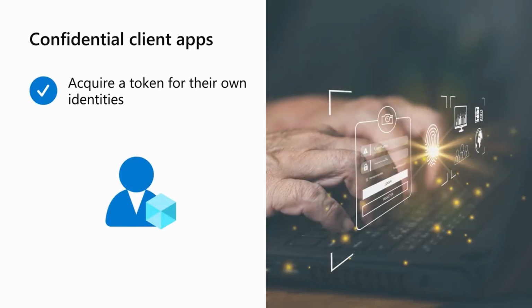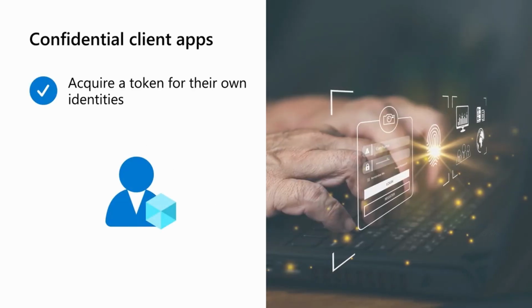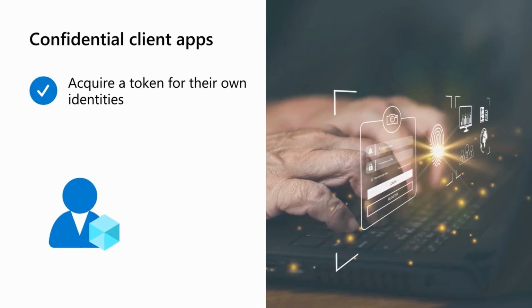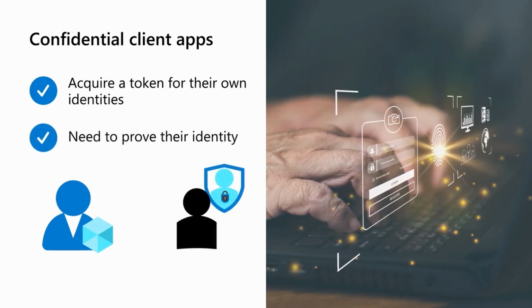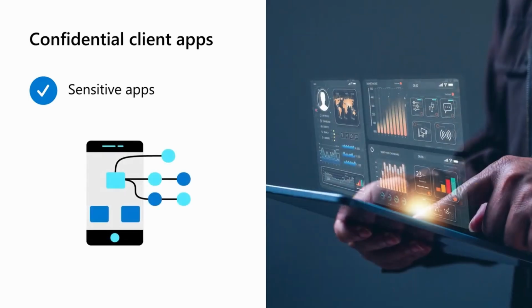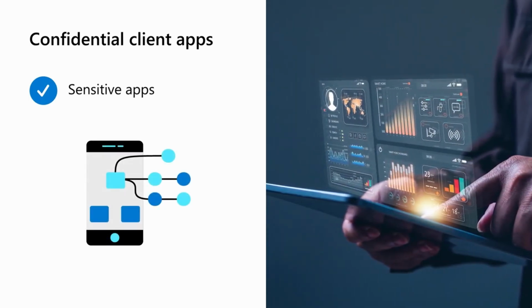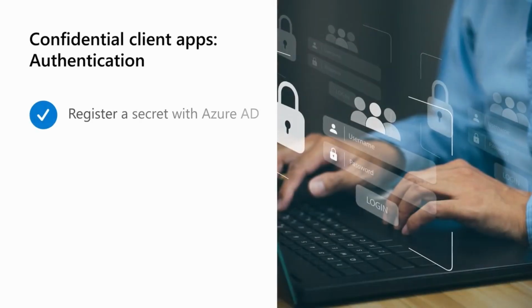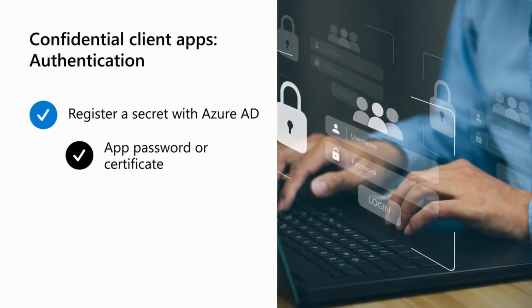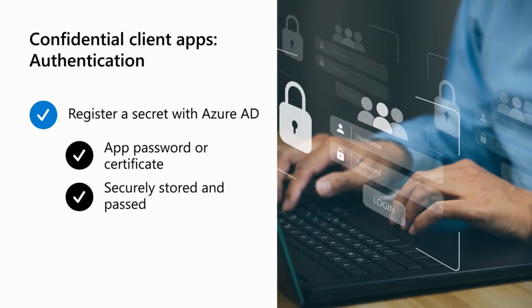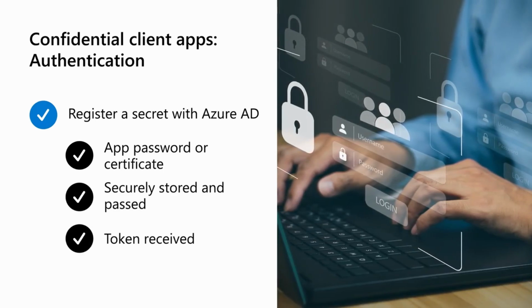Apps that acquire a token for their own identities are confidential client apps, given that they access resources independently of a user. These apps need to prove their identity when accessing resources. They are considered sensitive apps and must be approved by Azure Active Directory, frequently referred to as Azure AD tenant administrators. To authenticate themselves, these apps register a secret, which can be an app password or a certificate with Azure AD. The secret is then securely stored and passed during authentication to get a token from Azure AD.